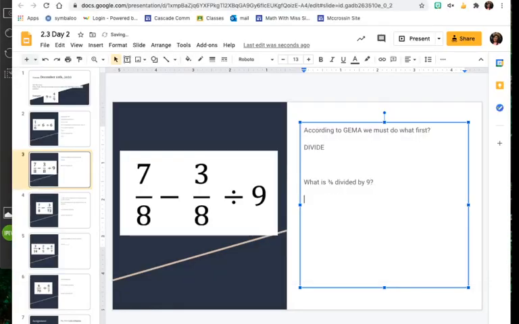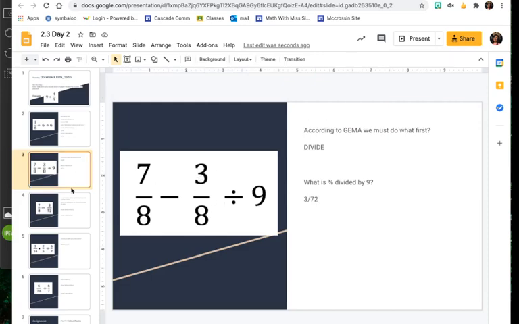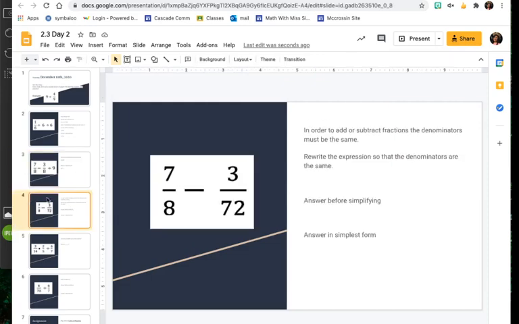So it is 3/72, right? So I'm going to rewrite my problem. And I did that on the next slide. Right, so now it's 7/8 minus 3/72. In order to add or subtract fractions, the denominators must be the same. So we have to rewrite the expression so that the denominators are the same.